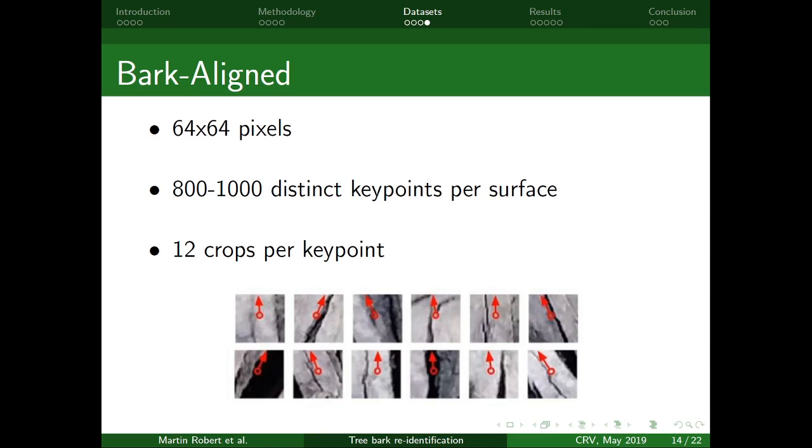With the bark ID dataset and the ability to calculate spatial transformation between images, we built the bark-aligned dataset. This dataset is made of 64 by 64 pixels image patches. Across the 12 images of a single bark surface, we found approximately 800 to 1000 distinct key points. With the spatial transformation between the 12 images of a surface, we have been able to make 12 crops per key point, as shown in the figure below.